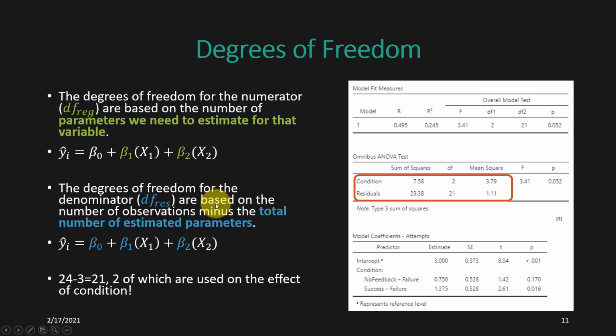Now, the second degrees of freedom, those for the denominator, are based on the number of observations minus the total number of estimated parameters in our equation. Remember that in our equation now, we also have an intercept. So we have 24 total data points in this example, and we have 3 total parameters being estimated. We have the 2 for the effect of condition, but we also have 1 for the intercept. So 24 minus 3 is 21. So we have 2 and 21 degrees of freedom for this F-test.